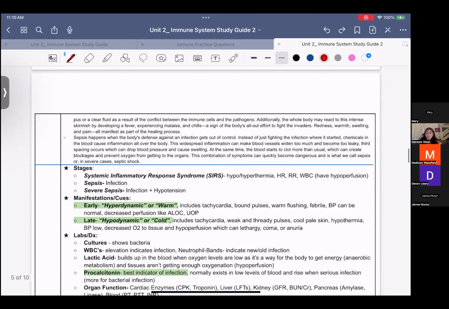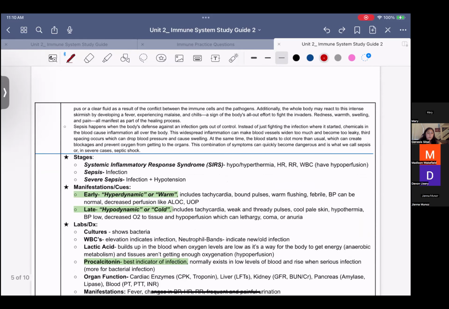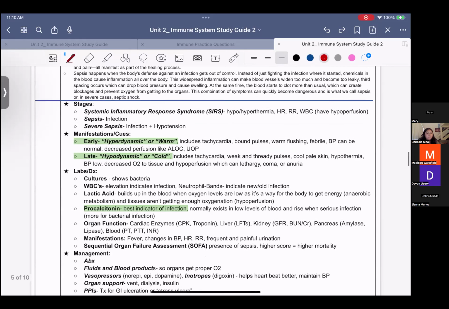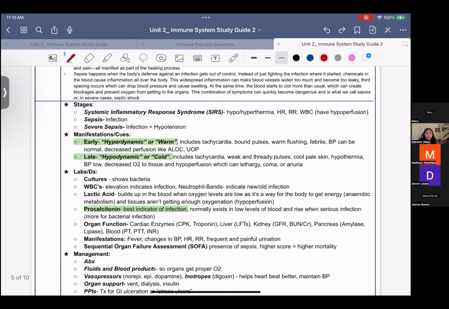Additionally, the whole body may react to this intense skirmish by developing a fever, experiencing malaise or discomfort, and chills. Basically this is a sign that the body's all-out effort to fight invaders is working, and then the redness, warmth, swelling, and pain all manifest because of that. With sepsis, this basically just happens when the body's defense against an infection gets out of control. So, what we talked about.